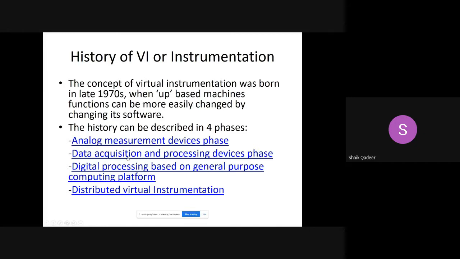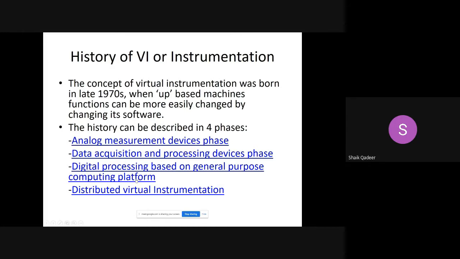The second one, data acquisition and processing devices space. In this particular phase, the concept of control system and the concept of data acquisition and processing started. But still, no microprocessor is used, no software is used in our instrumentation. But in second phase, the concept of control system has come into industry for instrumentation. Then the next phase belongs to the 1970 period.